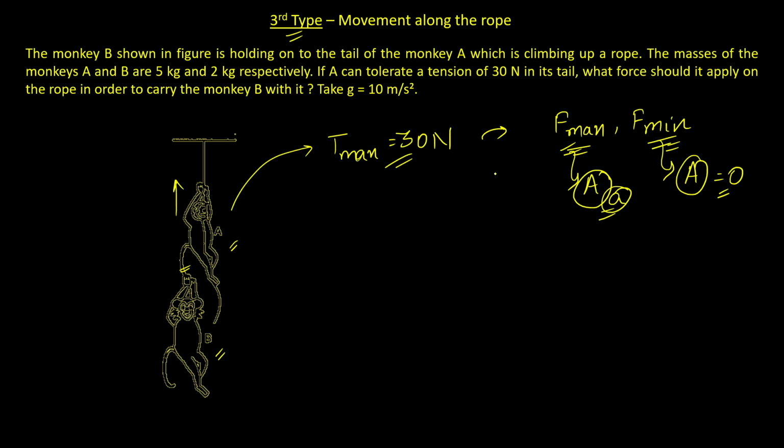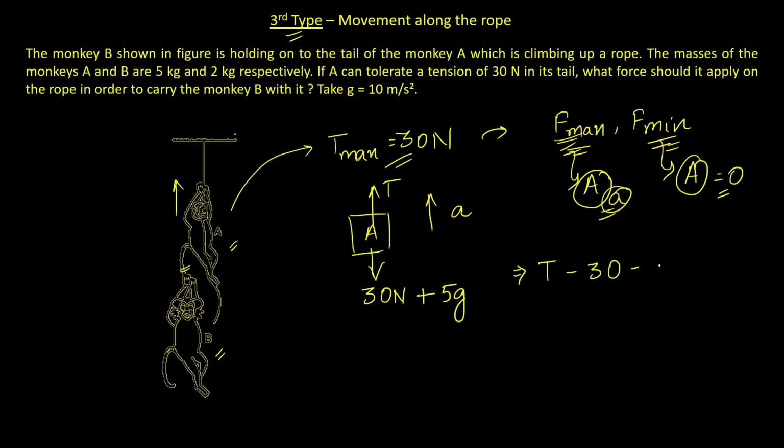Again, you need to consider the systems at first. So I am taking the first case as F max. First let me consider A as the system. Then the T max is basically 30 Newton, so it will be something like this, 30 Newton, and the mass of A is 5 kg, so 5g. Then tension T over here, and acceleration I am supposing is a, upward. So from here, T minus 30 minus 50, because g is 10, is equal to m into a, mass is 5, so 5a. So that is T minus 80 is equal to 5a. That is equation number 1.